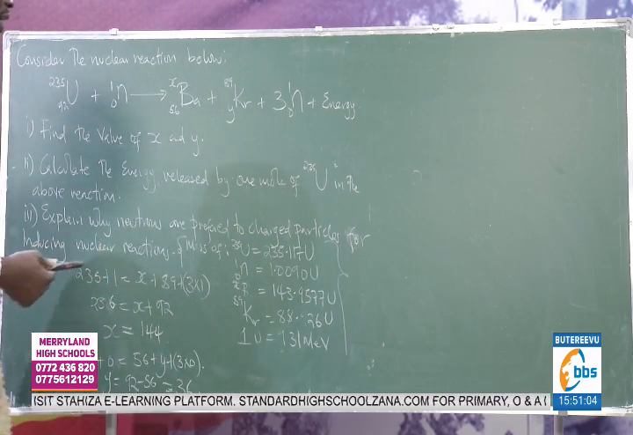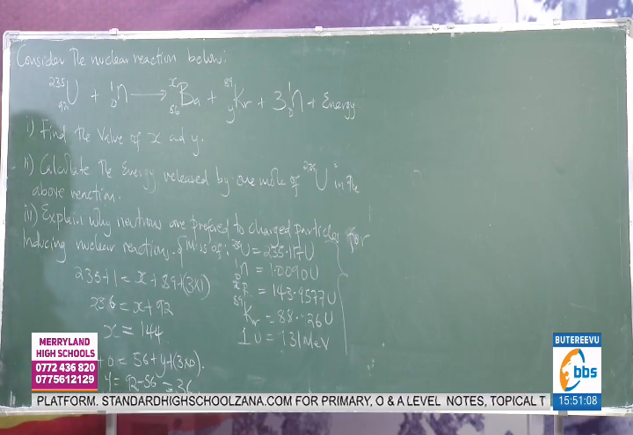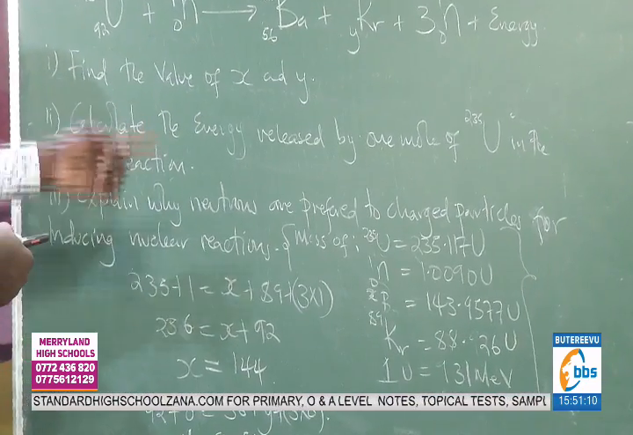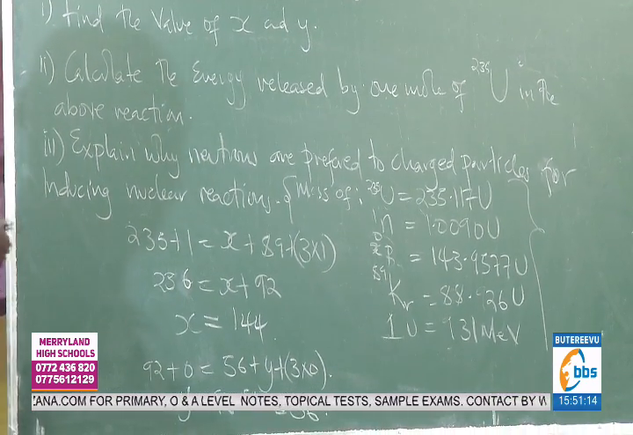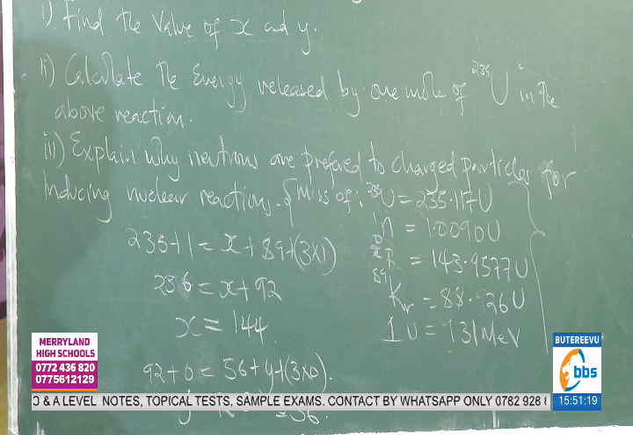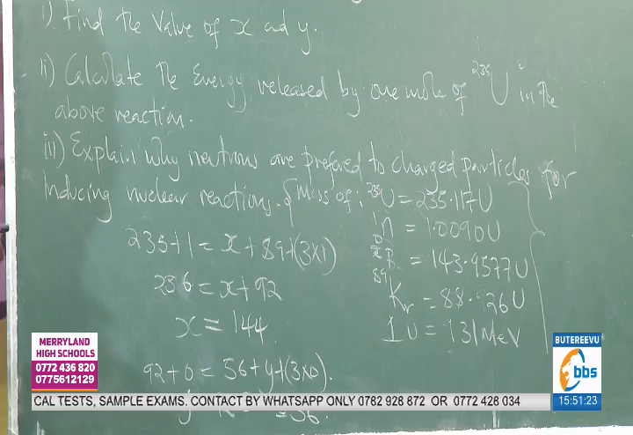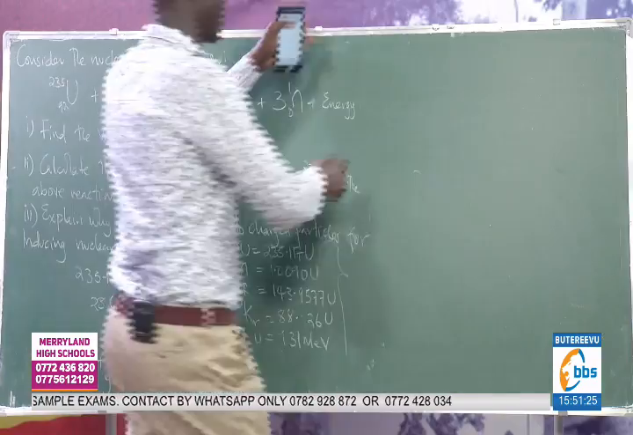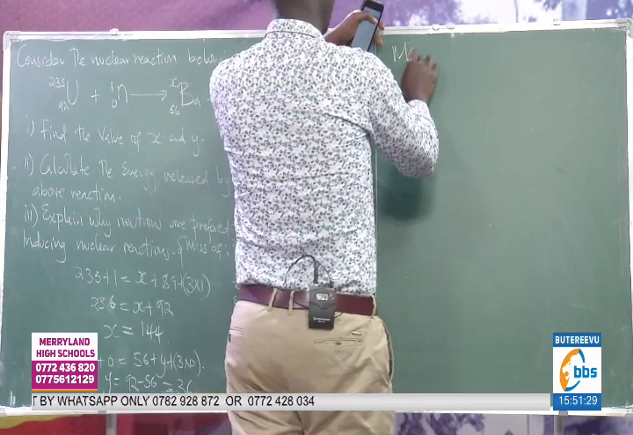So according to Avogadro's theory, 1 mole of uranium-235 contains 6.02 exponent 23 atoms. So the energy which I'll get there, I want to multiply by the 6.02 exponent 23 atoms, and then that will be the energy associated with 1 mole of uranium-235. This is what I'm saying. These calculations are usually basic.